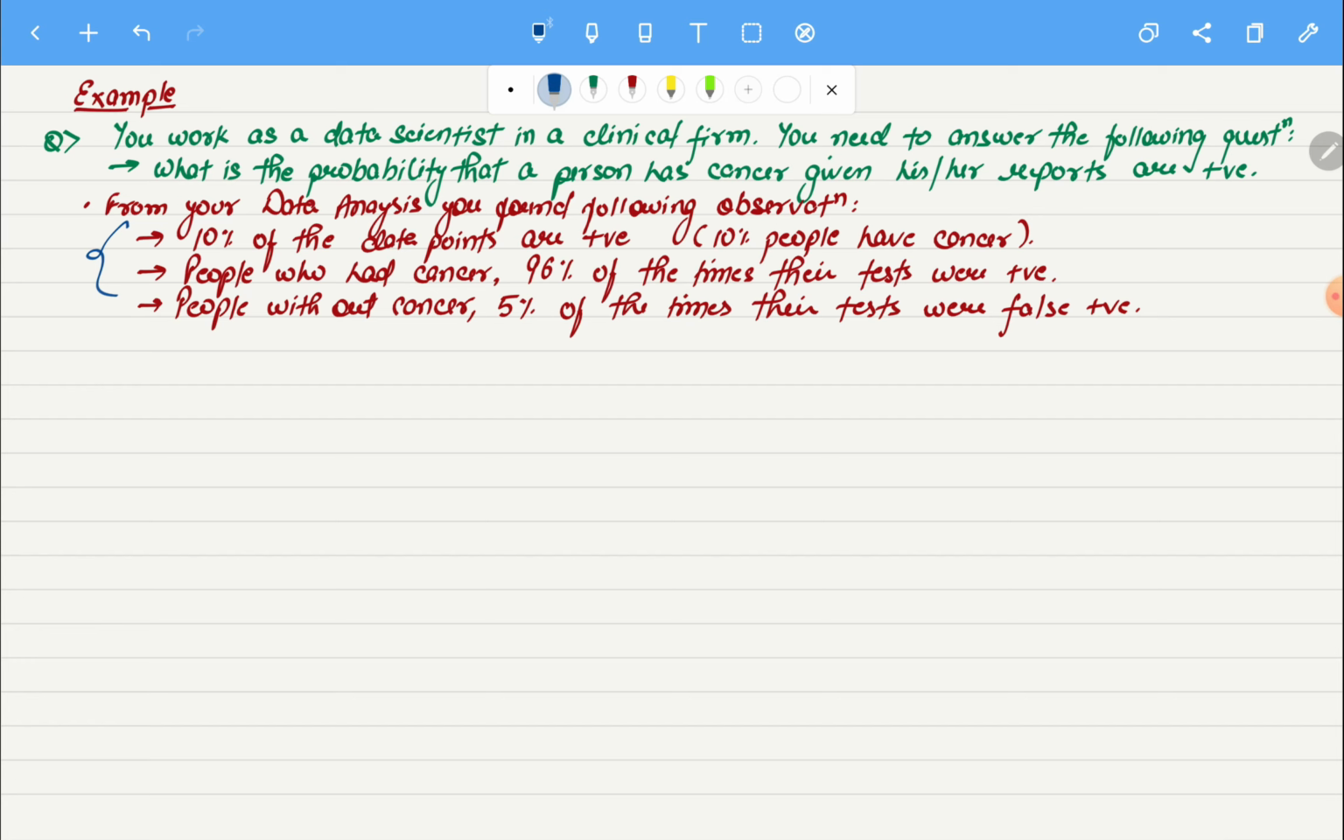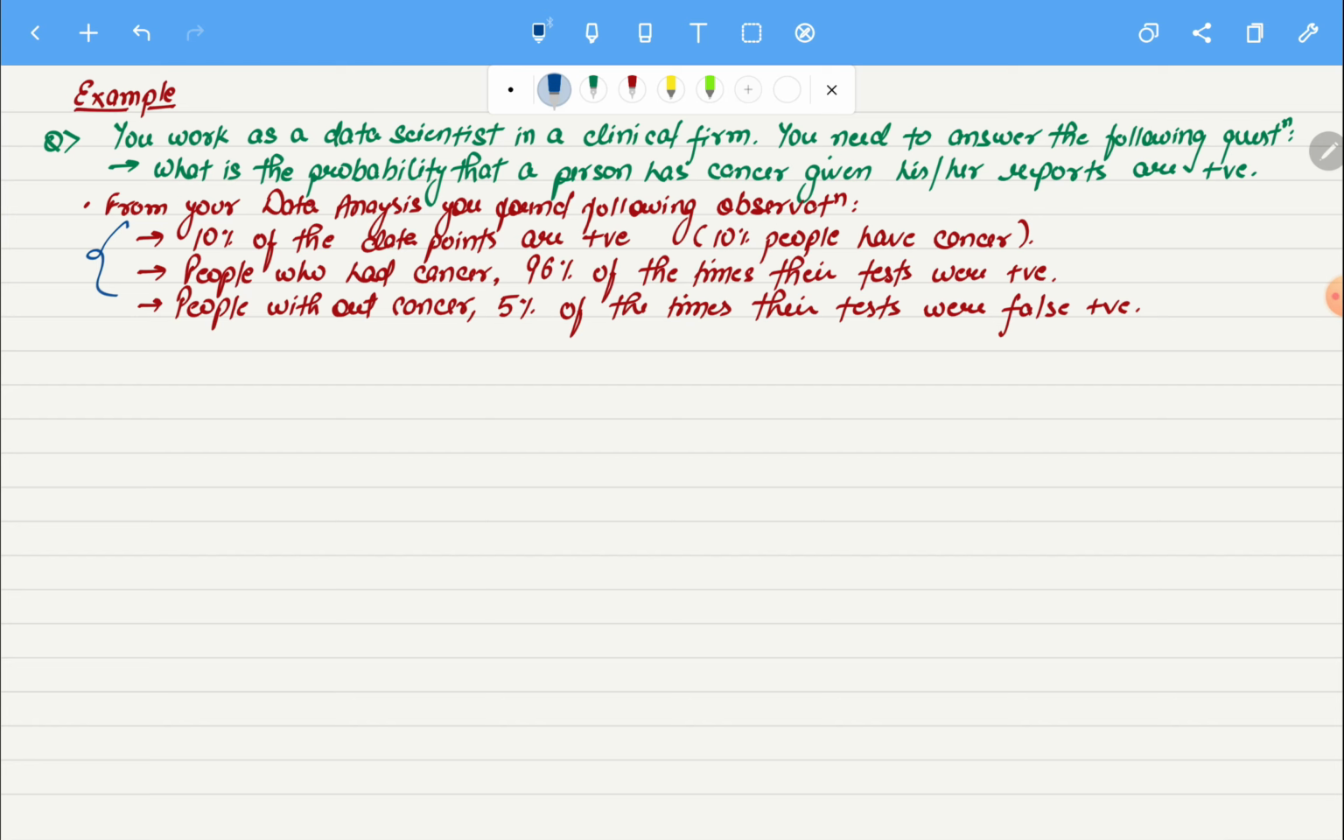The next observation that you got was people who had cancer, 96% of the times their tests were positive, and people without cancer, 5% of the times their tests were false positive. So if you don't know what false positive is, it's like someone doesn't have cancer but the test still comes out positive. So that's what false positive is.